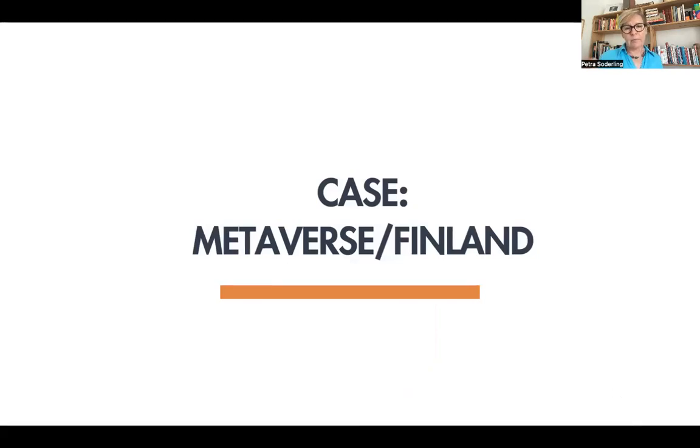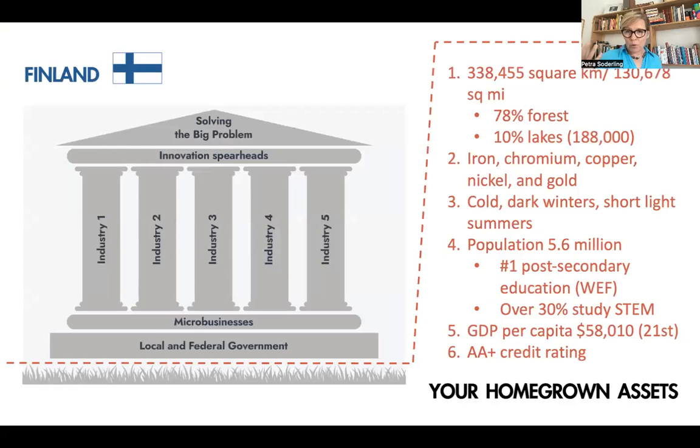So let's look at the whole picture through a case. This is a real case that I did for Business Finland, Metaverse and Finland. So looking at Finland, what are the homegrown assets? What does Finland look like? It's a really big country, 338,000 square kilometers. Almost 80% of that is forest and 10% is lakes. So that's a lot of nature.